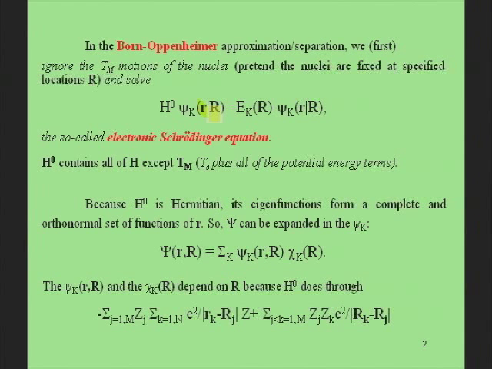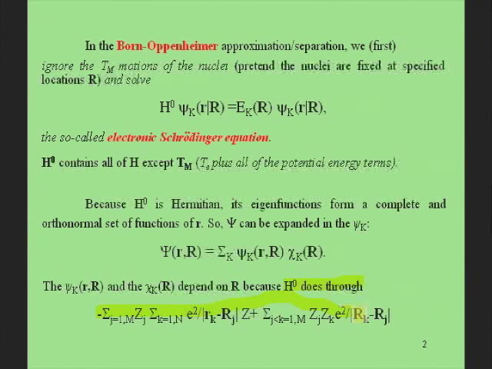It's no longer a second-order differential equation, that is, H0 is no longer a second-order differential operator in the nuclear degrees of freedom because we've removed the nuclear kinetic energy operator from H to give H0. But H0 still depends upon where the nuclei sit because in the electron-nuclear attraction and in the nuclear-nuclear repulsion, the positions of the nuclei were still in there.